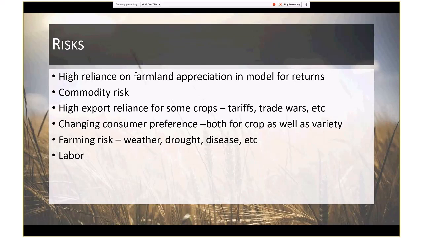So commodity risk exists. Depending on the crop, you can have high export reliance, and as we've been experiencing over the last year or so, we've got some new trade pacts that are going into place that are favorable, but we've had tariffs and trade wars that have negatively impacted our exports and hurt our agricultural sector, which again can affect returns.